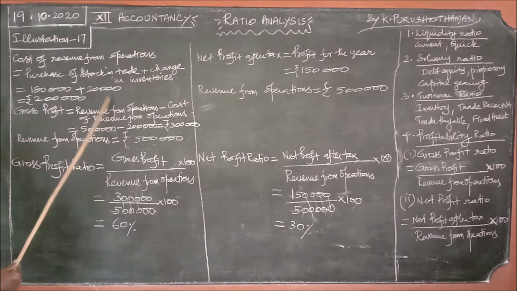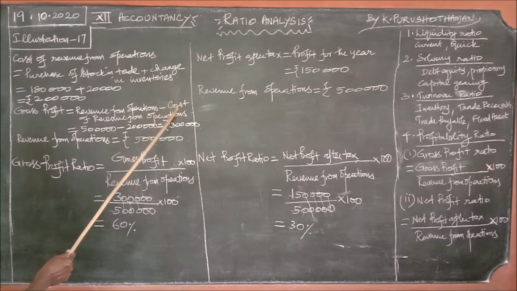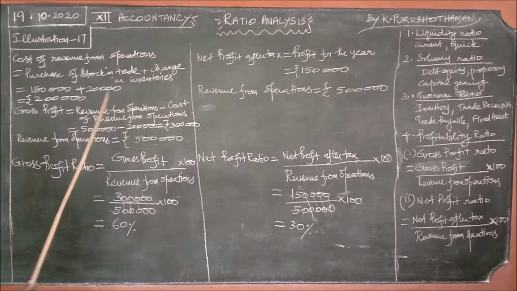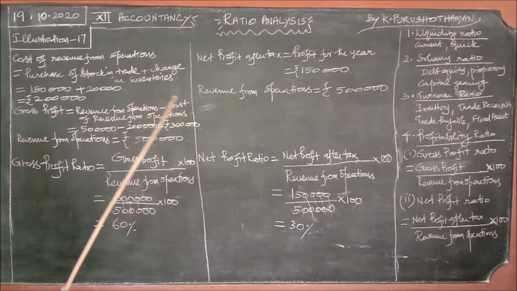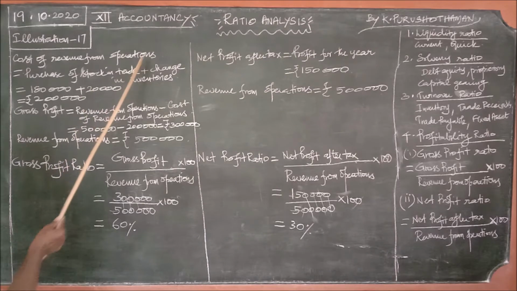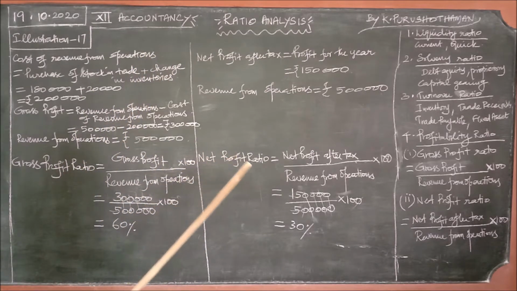Likewise here, from revenue from operations we should minus the cost of revenue from operations. From revenue we should minus cost. Revenue is given, 5 lakhs, straight away in the problem itself. What about cost of revenue from operations? For that, here purchase made, that is actual cost given for the purchase, then change in inventories. That is stock in the beginning.